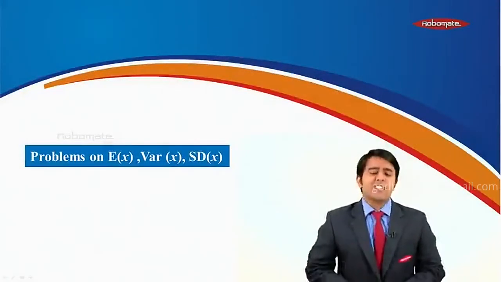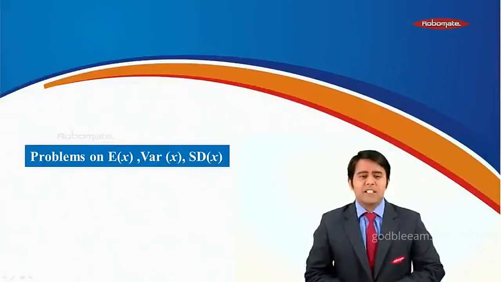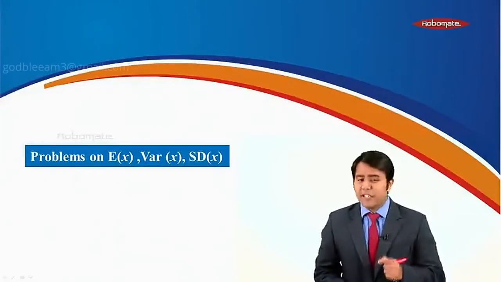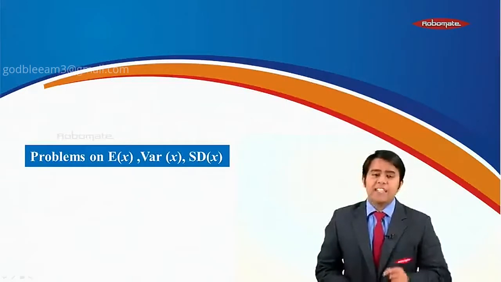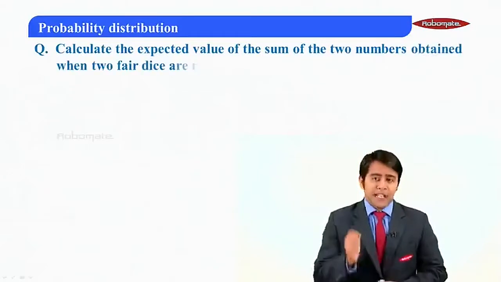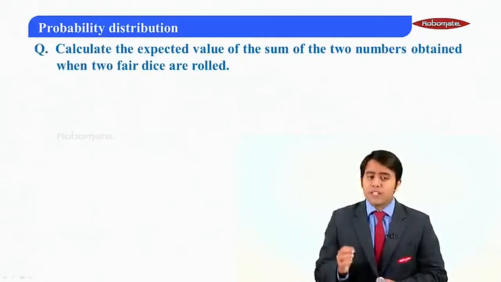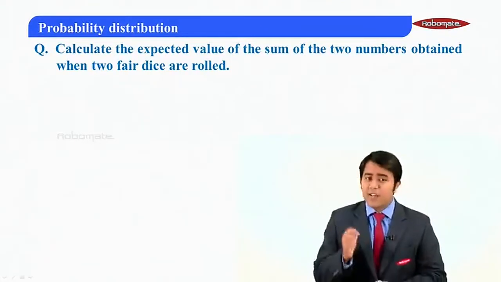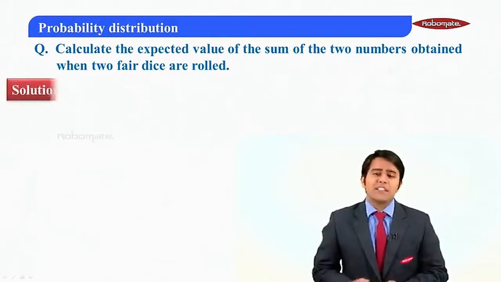Students, let us start with the next module of this chapter, probability distribution. In this module, we are going to learn problems based on E of x, that is mean, variance and standard deviation. So let us start with the given problem here. Calculate the expected value of the sum of two numbers obtained when two fair dice are rolled.